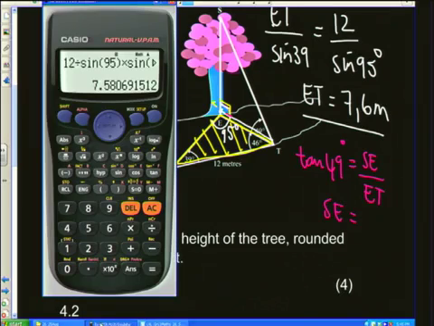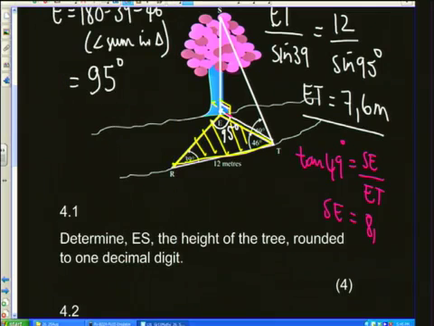So we have tan 49, and we're going to multiply it by 7,6 to give us 8,74, and that would be meters, that would be the height of the tree. That's how tall that tree is.